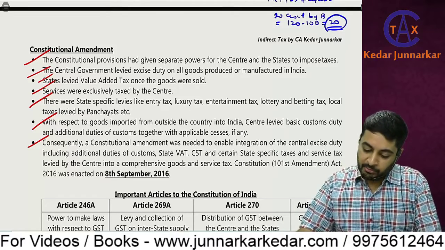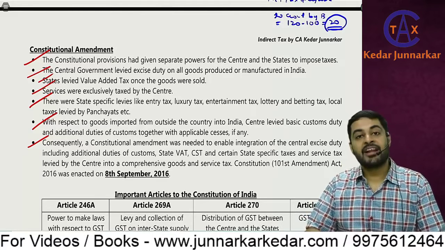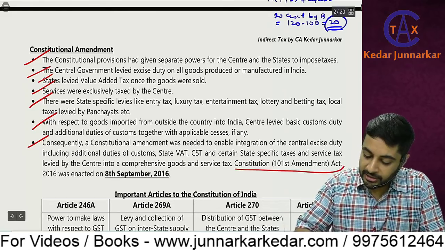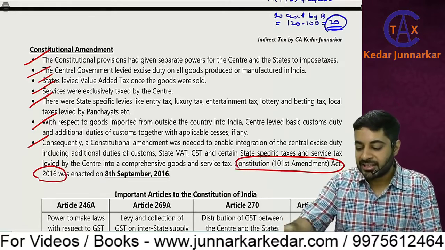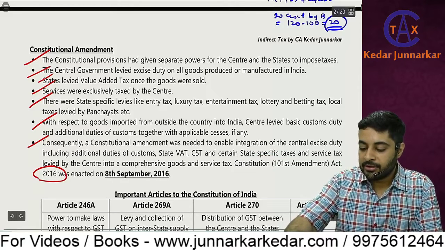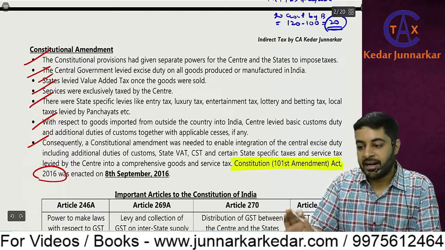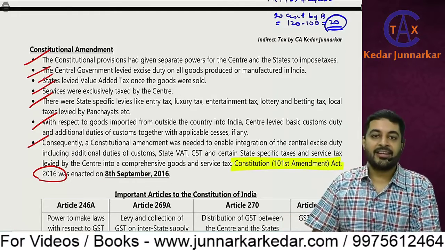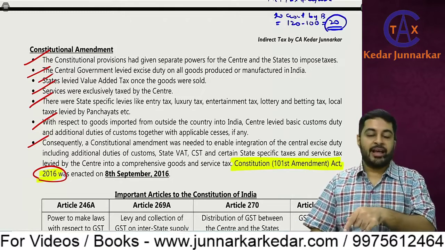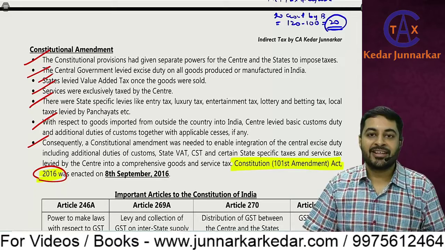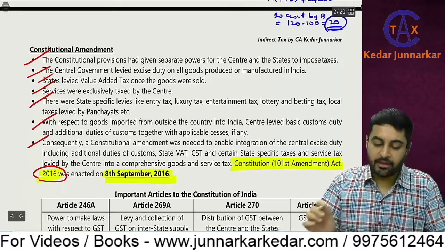And for that purpose, the 101st Amendment Act 2016 was enacted on 8th September 2016. You have to remember this amendment number, because we have MCQs. Sometimes in MCQs they'll ask the constitutional 100th amendment act, 101st, 102nd or 103rd, like that. It means prior to this amendment, almost 100 times the constitution was amended, and it was enacted on 8th September 2016.